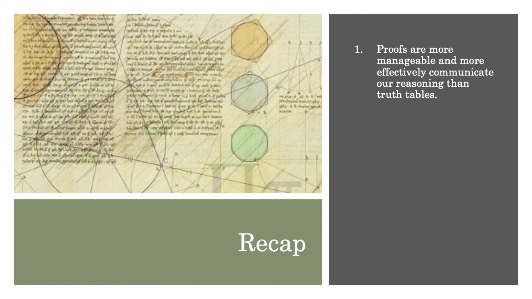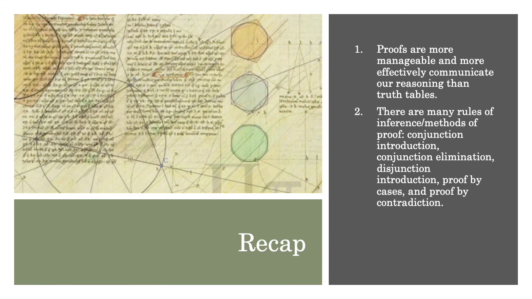So, wrapping up here, there are three main take-home lessons. First, proofs are more manageable and more effectively communicate our reasoning than truth tables. Second, we've introduced ourselves to many rules of inference or methods of proof: conjunction introduction, conjunction elimination, disjunction introduction, proof by cases, and proof by contradiction. Third, we've seen that arguments with inconsistent premises are always valid, but perhaps this shouldn't bother us too much.